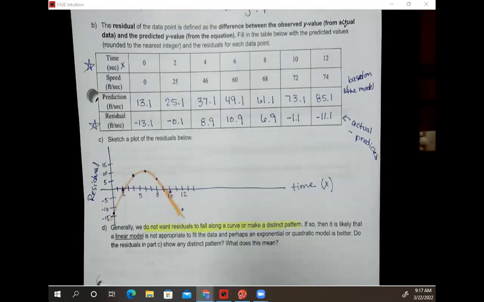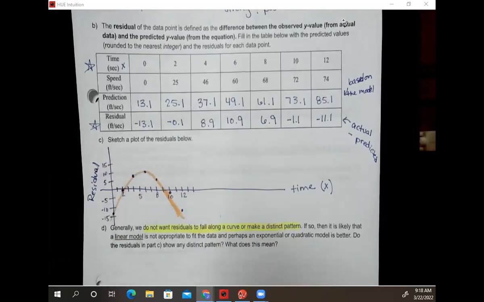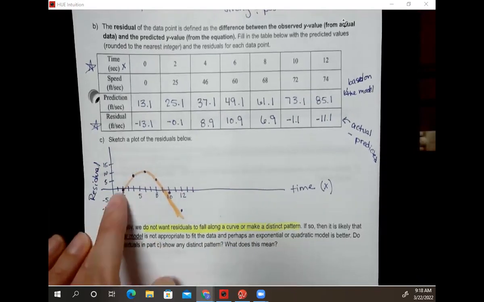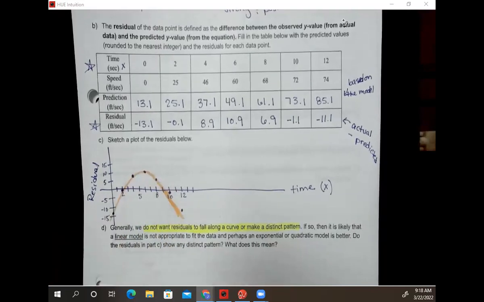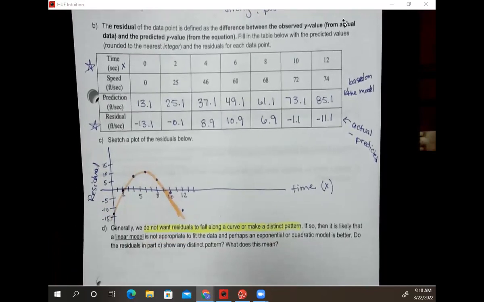A good model is going to have some stuff above, some stuff probably below. I shouldn't have everything above or everything below, because then my model isn't good again. But if I've got this sort of pattern to it, okay, if I can make a distinct pattern out of my residual graph, that model that I picked is not a good fit. So since we've got a distinct pattern here, that means that our linear model is not a good fit.